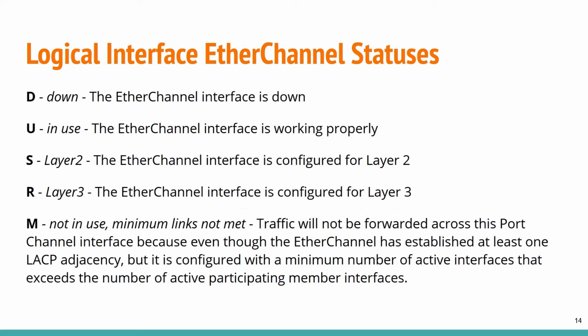So let's review what each logical interface EtherChannel status means. D means down, the EtherChannel interface is down. U, in use, the EtherChannel interface is working properly. S, Layer 2, the EtherChannel interface is configured for Layer 2. R, Layer 3, the EtherChannel interface is configured for Layer 3. M, not in use, minimum links not met.